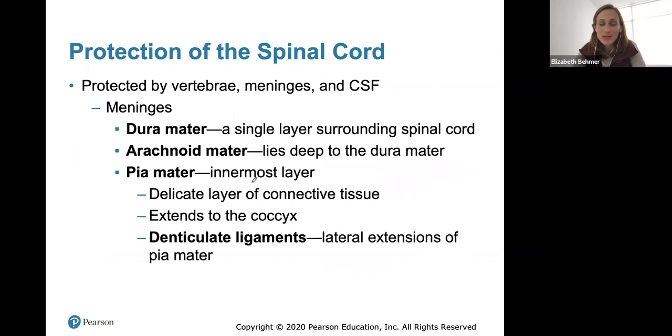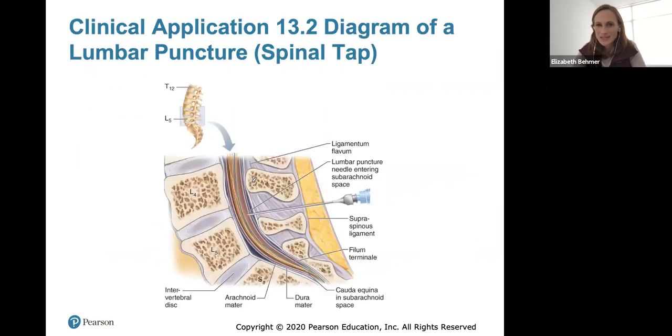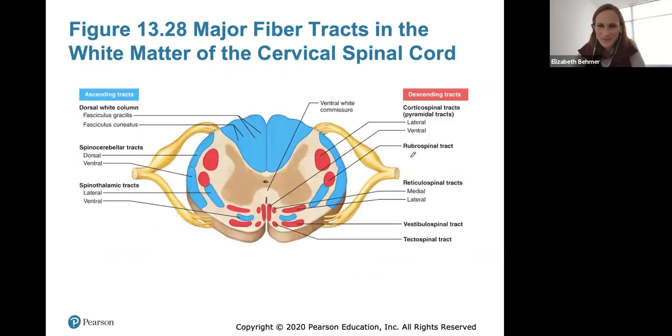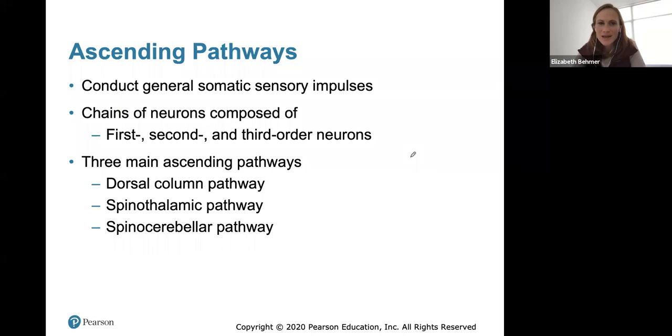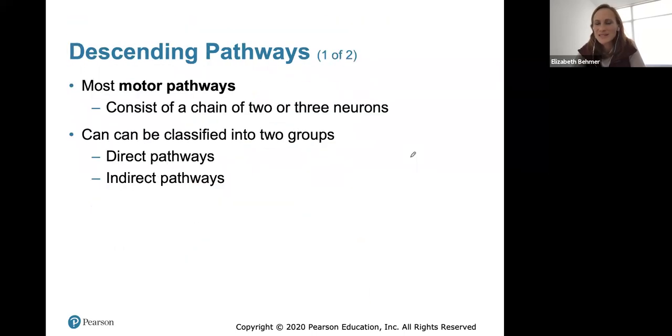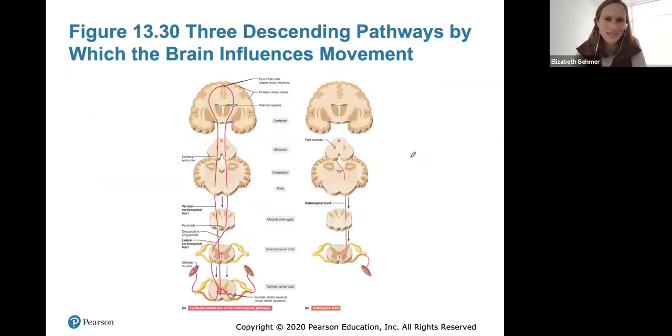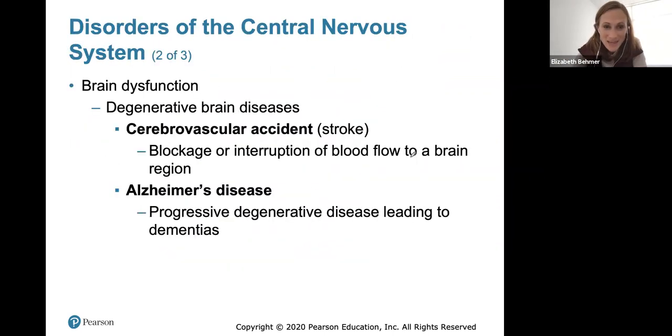Protection of the spinal cord continues with the same layers that the brain had, and I'll let you guys see that. This is where a lumbar puncture occurs, to take out some of the cerebrospinal fluid to measure for different levels. You have different sensory and motor pathways which carry information. You don't need to know the specifics of these motor pathways, so I'm going to skip over this. The descending and ascending pathways take information to the brain and take it back down. So I think that's going to be it.